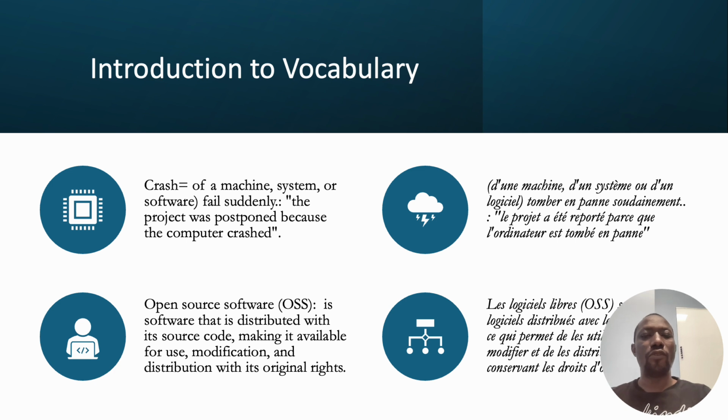So, and then open source software, open source qui veut dire qu'il est ouvert à tout le monde. So distributed with its source code, making it available for use, modification and distribution with original right. C'est un logiciel ou une application open source qu'on donne à tout le monde.